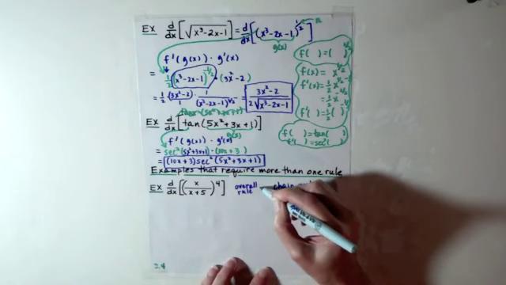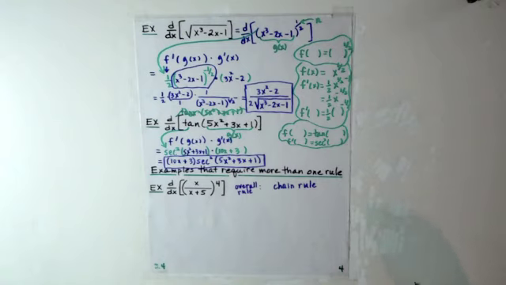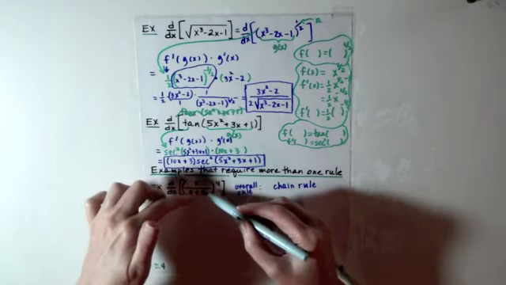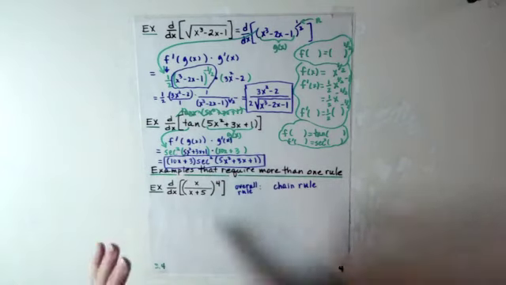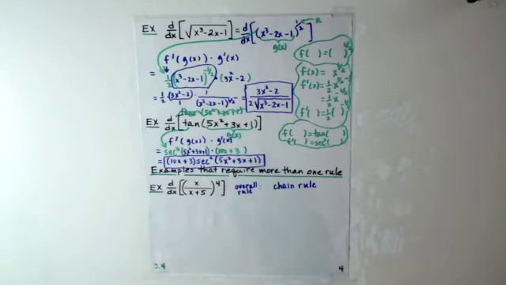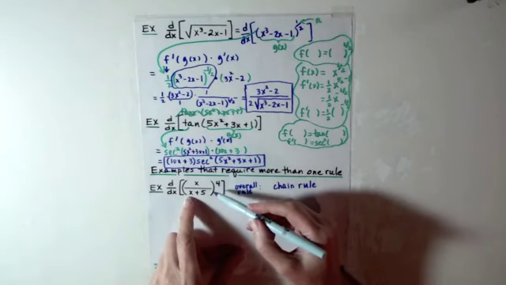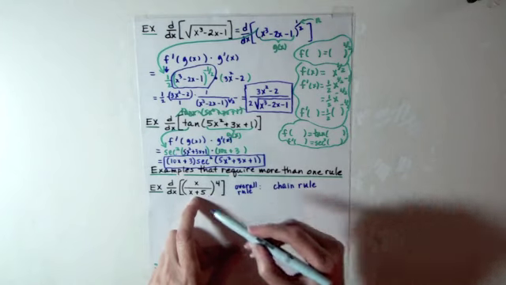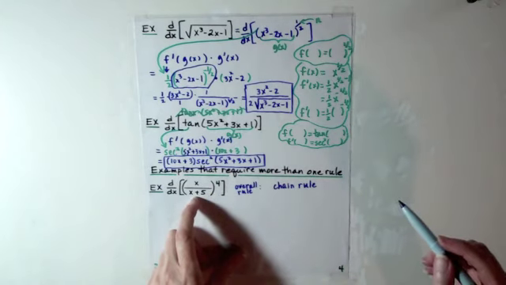And by that, I mean that's kind of the overall thing that's happening. I have an inner function all raised to the 4th, so I have an inner function and an outer function. The overall expression is a composition of two functions. So yeah, we would go ahead and apply the chain rule: take the derivative of the outer, evaluate at the inner, then times the derivative of the inner function.